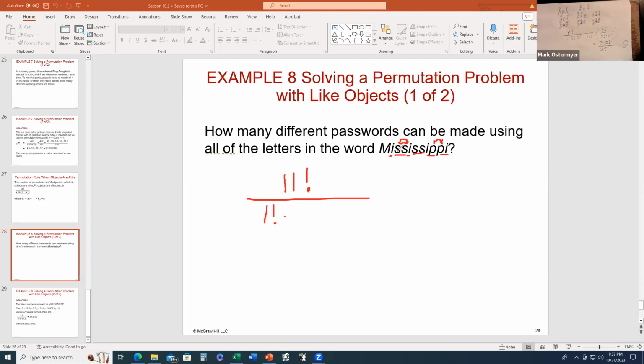Times, how many times does I repeat? 4 times. So times 4 factorial. Times, how many times does S repeat? 4. Times 4 factorial. And did I get P? No, I didn't get P. P repeats twice, doesn't it? So that'd be times 2 factorial. This is the number of ways of forming unique words from all the letters in the word Mississippi.